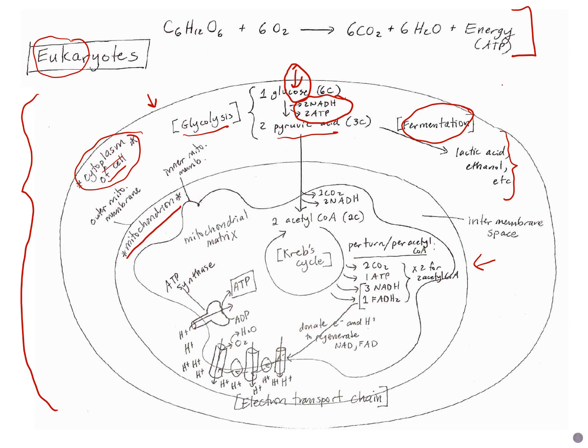If there is oxygen, then we see all of these reactions happening in the mitochondria, including the production of acetyl-CoA, the Krebs cycle, also known as the citric acid cycle, and then the electron transport chain and the production of ATP through chemiosmosis. But if we are looking at prokaryotes, this will be different. So let's look at prokaryotes in the next slide.